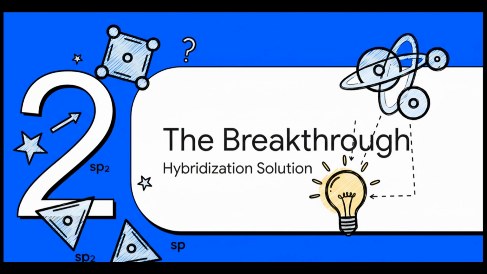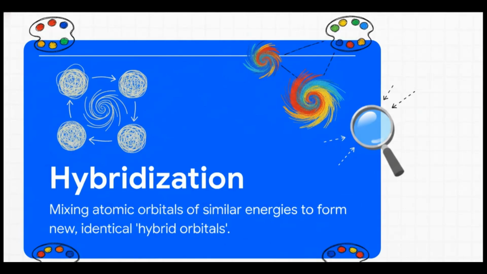All right, now that we've got the fundamentals down, let's get back to our carbon problem. That simple overlap model just doesn't explain methane. And this is where scientists had a truly brilliant idea, a new concept that changed everything. They called it hybridization. The core idea is that before an atom bonds, it can take its existing orbitals and mix them together, like a painter mixing red and yellow to get orange. The atom creates a brand new set of identical hybrid orbitals that are just perfectly shaped for better bonding.